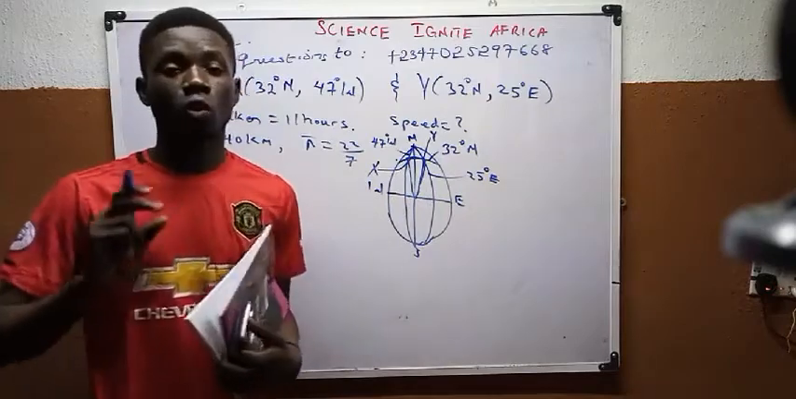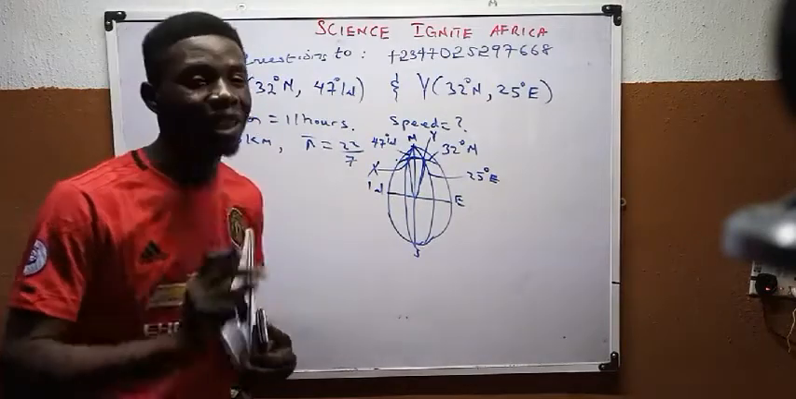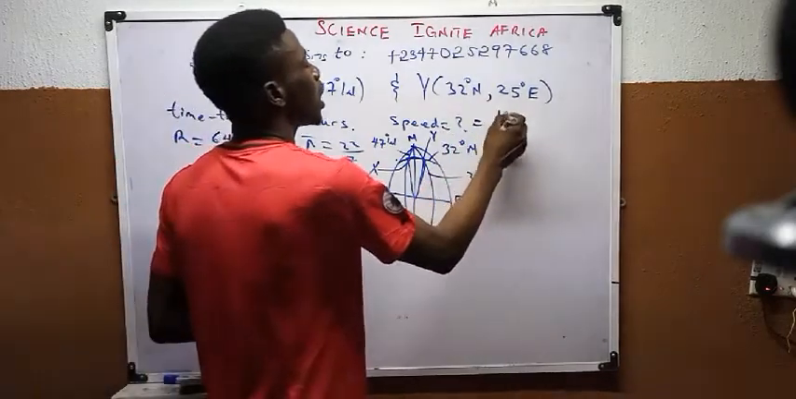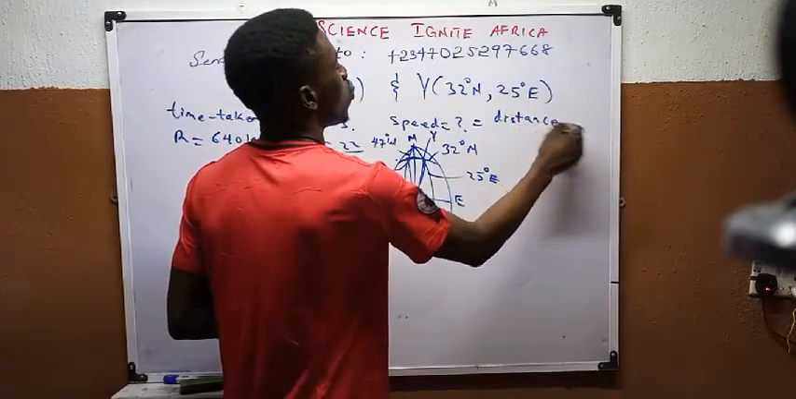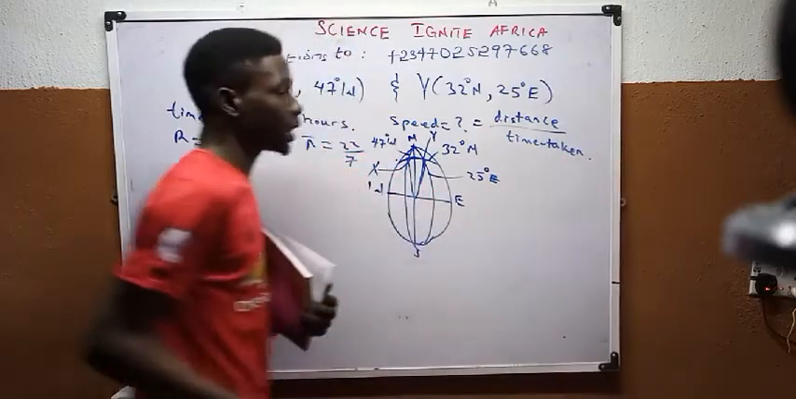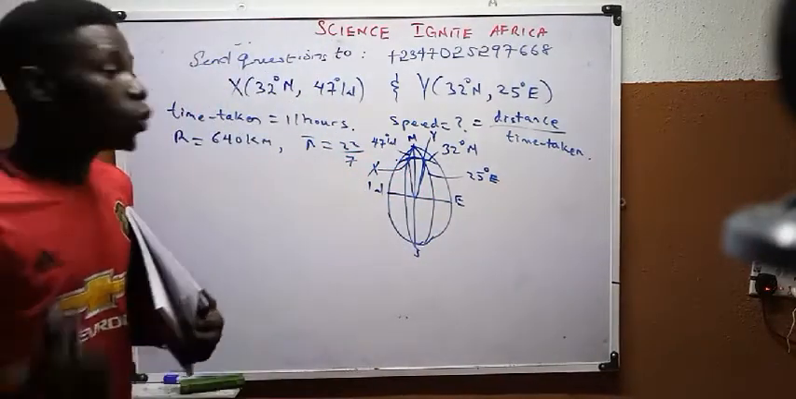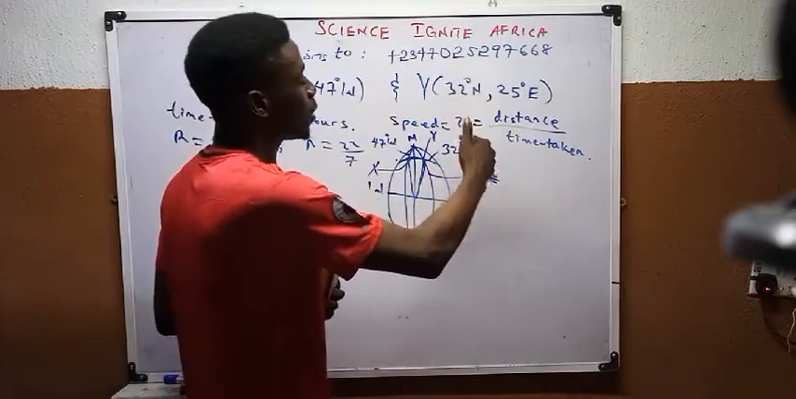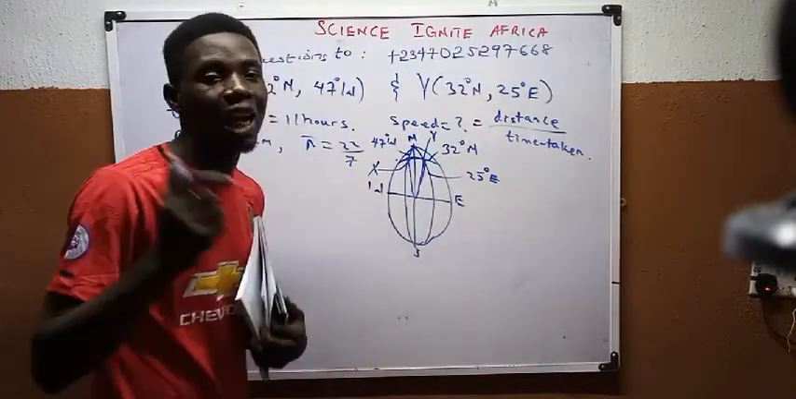And that is why all we just need to do here to find the distance, we are looking for the speed. And speed is equal to what? Distance over time. Take note of that. Speed is equal to distance covered over time taken. So which implies that I already have my time taken, which is 11 hours. Which implies that if I'm going to get the speed for this, I need to get the distance covered.